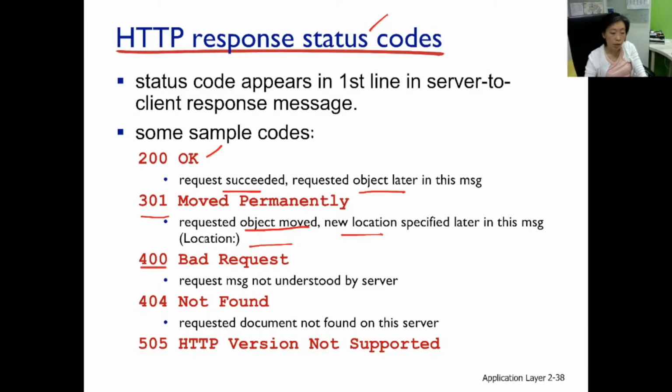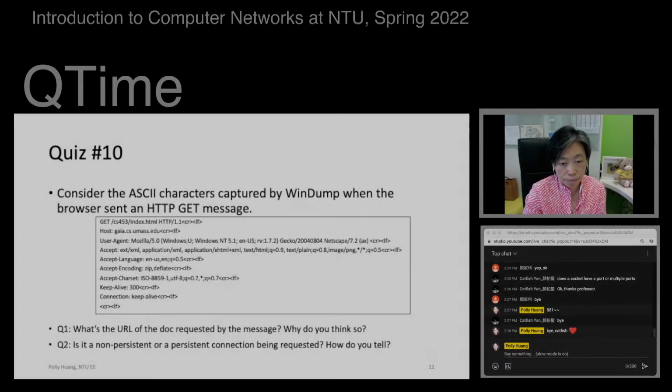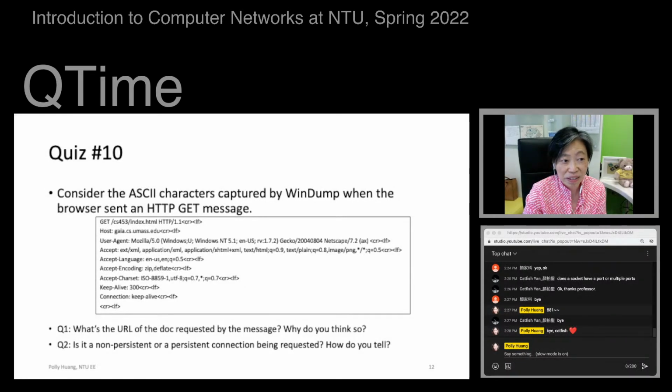If you see status code 400, that means your HTTP request format is not quite correct: bad request. 404 means the object you are asking for is not found. 505, HTTP version not supported. If you're using a very old browser, or contacting a very old server while your browser is implementing something newer, then you might not be able to communicate. The server is going to tell you this with a 505.